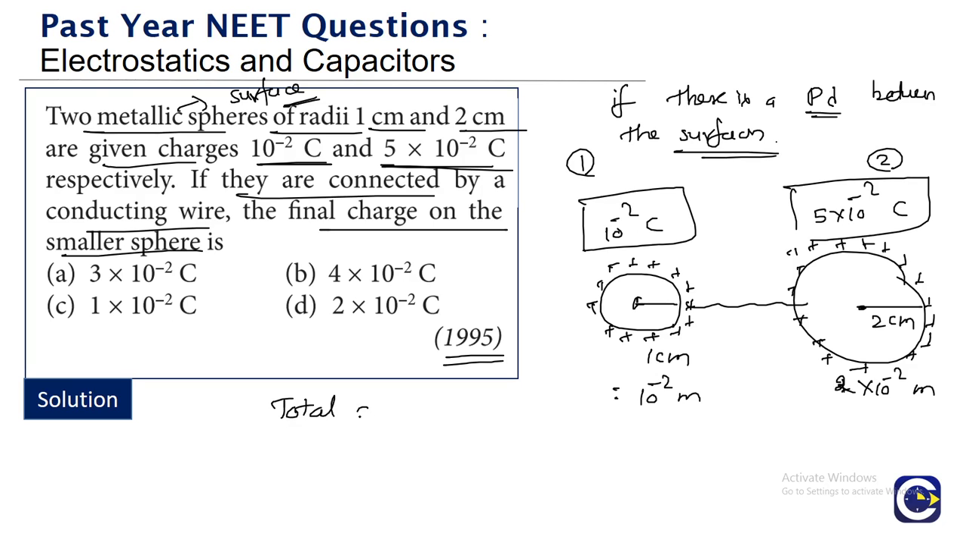Total charge that is available is what? Because this is the charge that will be distributed. Total charge is 10 power minus 2 plus 5 into 10 power minus 2, that is 6 into 10 power minus 2 coulombs. This is the charge that has to be distributed.